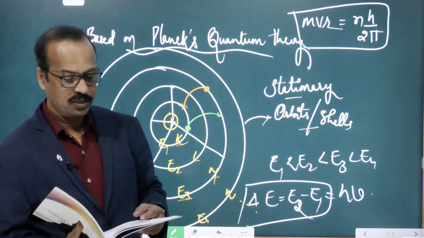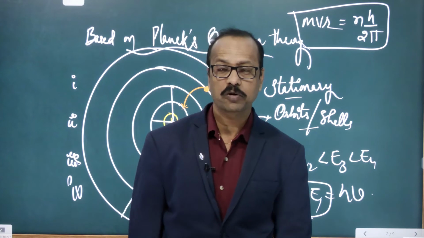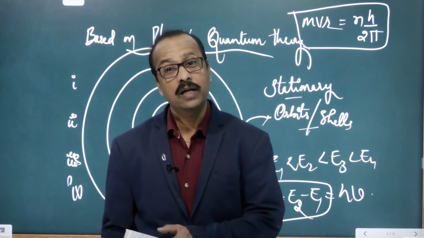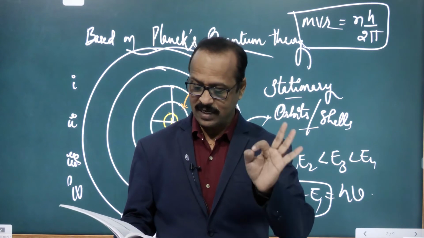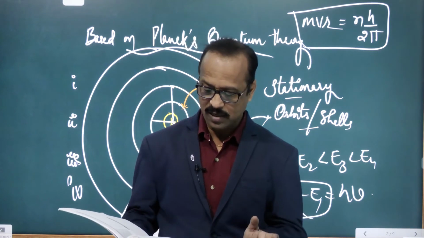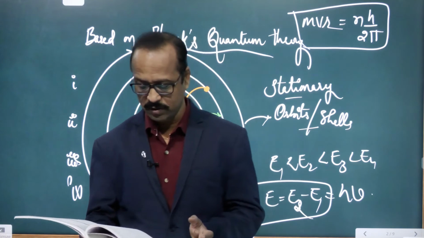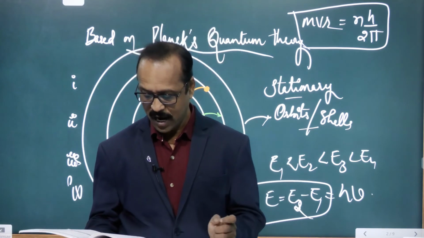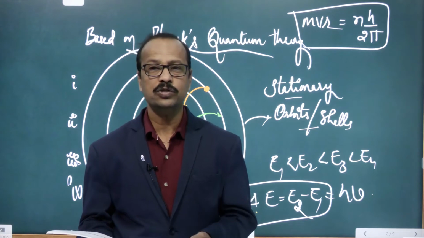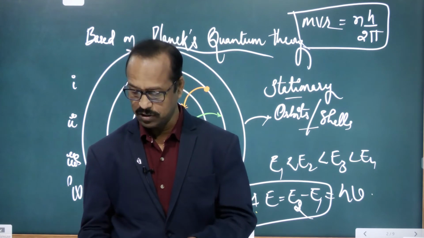So that's all, students, about Bohr's atomic model, and there are some merits as well. Just now I told you that the experimental values of the radius and energies in the hydrogen atom are in good agreement with the calculations of Bohr's atomic model. Bohr successfully explained the atomic spectrum of hydrogen, and so these are the merits.